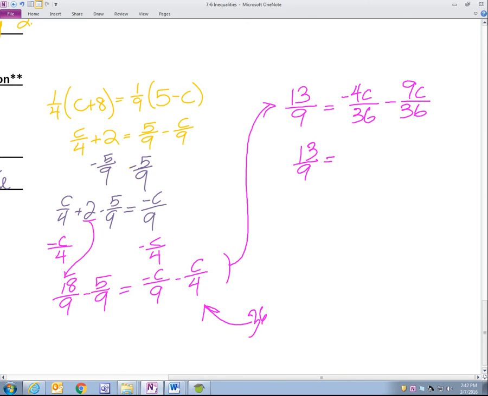What does that come up to be? What's the numerator? Negative 4 minus 9. Yeah. Negative 13. So I have the negative c over 3 because I simplified that. No, that doesn't work. 13/36 does not simplify to that.